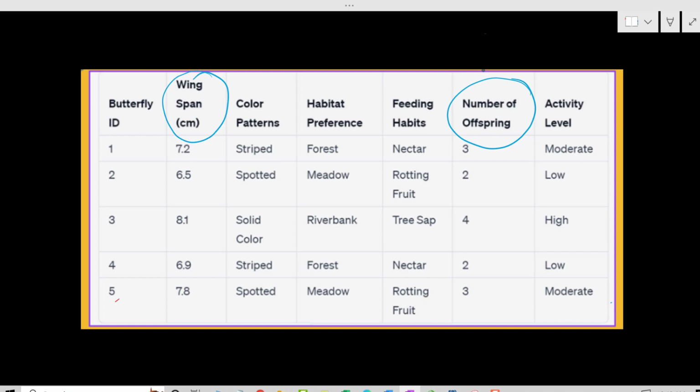Do you think butterfly ID is representing a number? No, because it is not quantifying anything. It is just representing each butterfly, and it will fall in the category of qualitative variable, which we will be talking about soon. So let's focus on numeric data type.